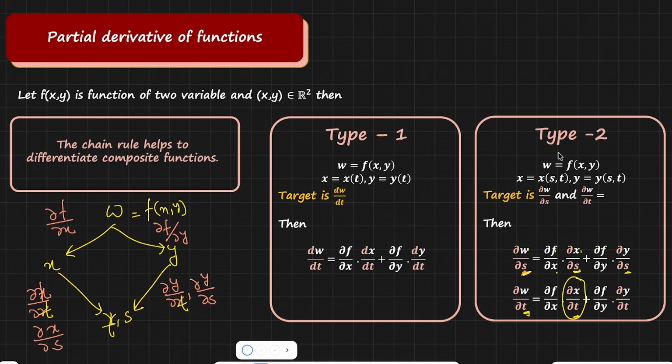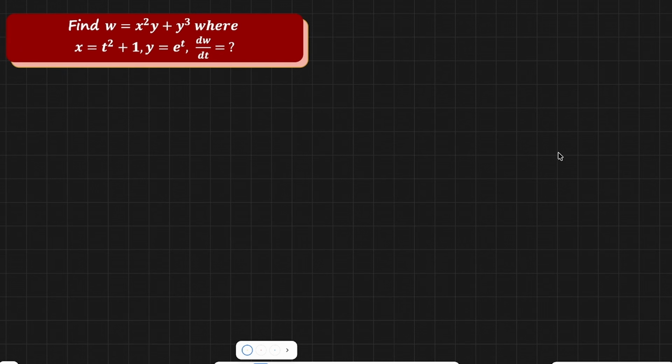Again it is a partial derivative concept. Don't worry, I'll give you the question and then we'll solve it and find out the value. So what is the question? Question number 1: w is equal to x square y plus y square. Now this depends on x and y.